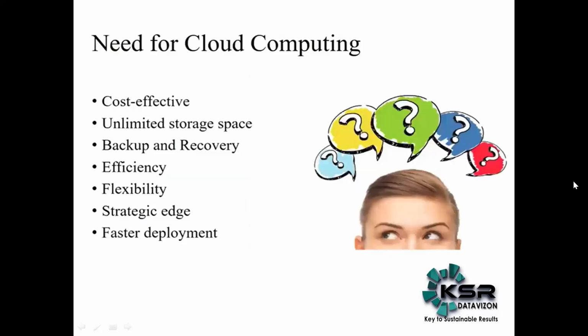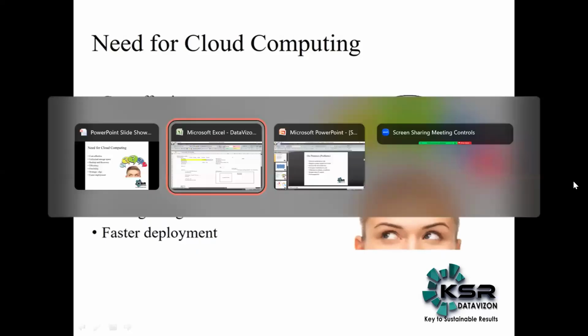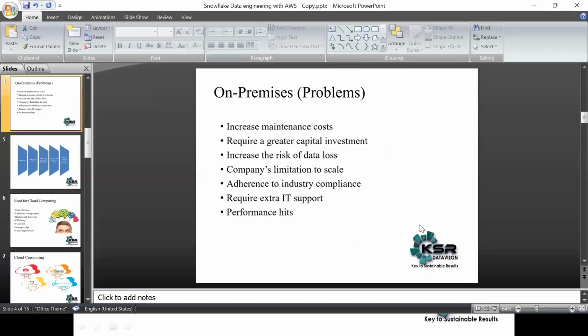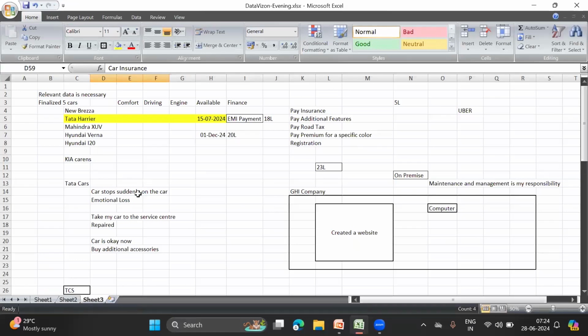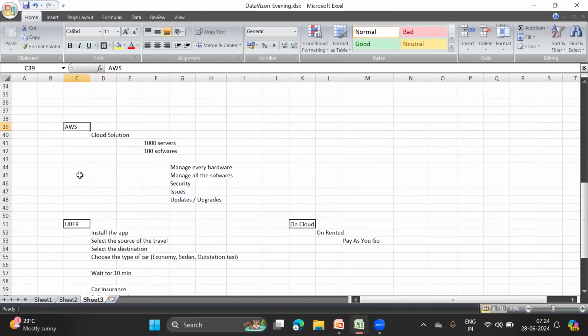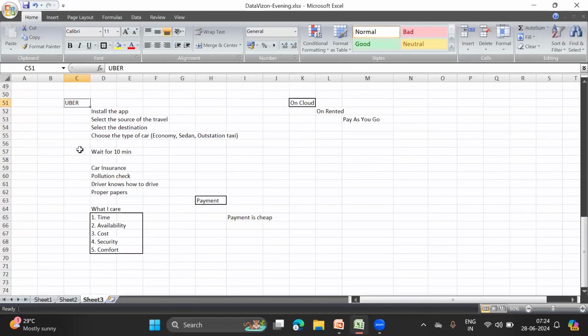Now, what was the need for cloud computing? We have already discussed. It is very cost effective and we have unlimited storage space, right? So let's say if you have 12 people traveling to a destination, you can book two Ola or Uber cabs, you can book three, you can book four. There is no limitation of how many cars you want.